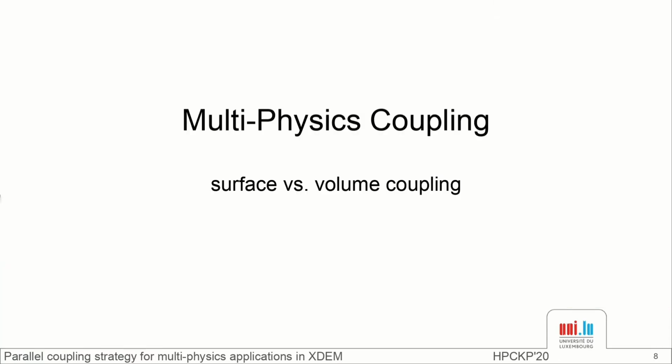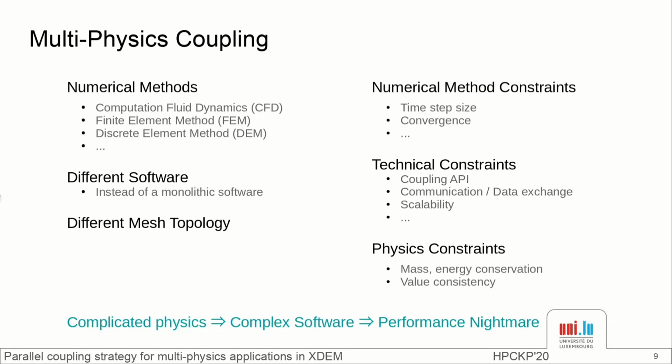So now a few words on multiphysics coupling. So multiphysics coupling is actually quite a complex field because it involves a lot of multiphysics software and numerical methods. As an example, the ones we are dealing with within XDEM are, for example, computational fluid dynamics, the finite element, or the discrete element method. And what we are trying to do is, instead of using a monolithic software, to use different libraries, so well-capable libraries. So, for example, we're coupling XDEM together with OpenFOAM.